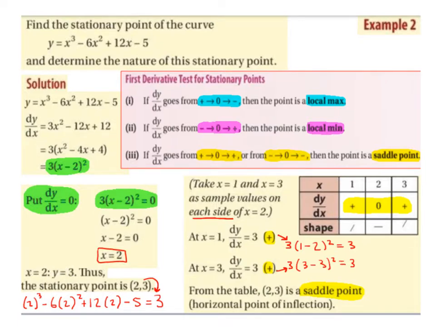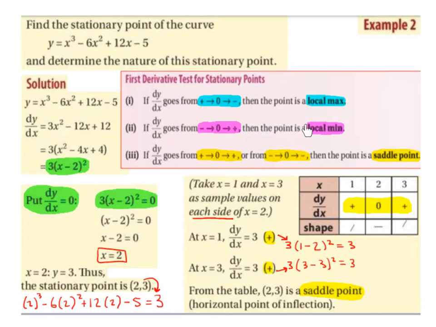So x is equal to 2 and y is equal to 3, because we take the 2 and substitute it into our original equation, into our curve. So we have 2 cubed minus 6 times 2 squared plus 12 times 2 minus 5, and that gives us 3. So that's where we get the y value of 3. Thus, the stationary point is (2, 3). So this is our curve, and we know that we have a stationary point at (2, 3). Now we need to find out the nature of the stationary point.